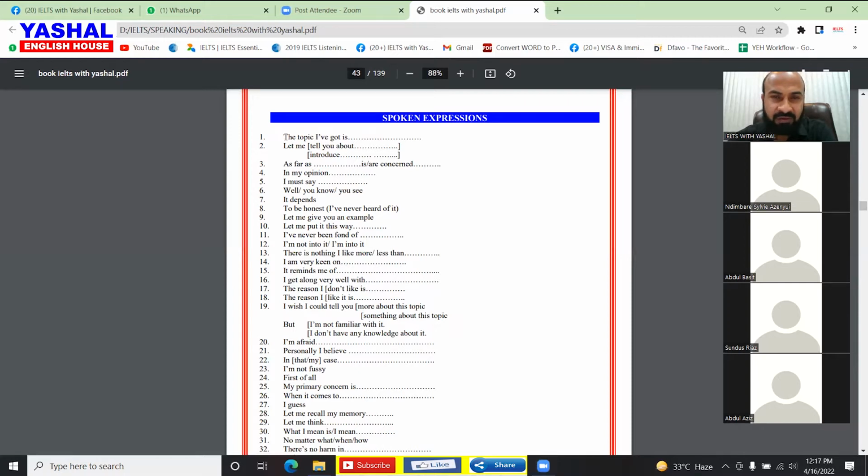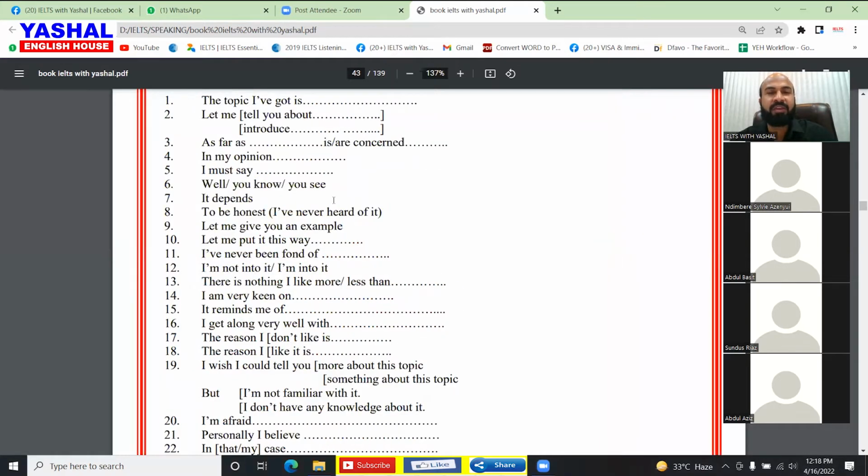These are the topics. If you see the screen, these are sentence starters. The topic I've got is, let me tell you, as far as music is concerned, as far as shopping is concerned, in my opinion. You are supposed to use sentence starters and gap fillers, like, you know, you see, let me think, if I consider in this way, isn't it the case? And to the point answers, connectors you have to use. Cohesion and coherence, like first of all, after that, moreover, in addition, but although, these are the words you are supposed to use.